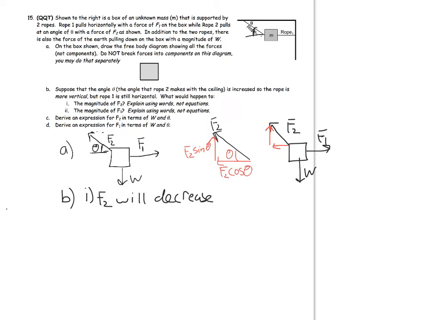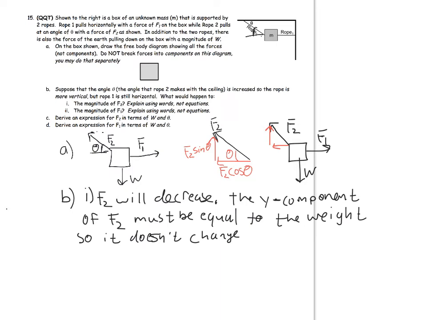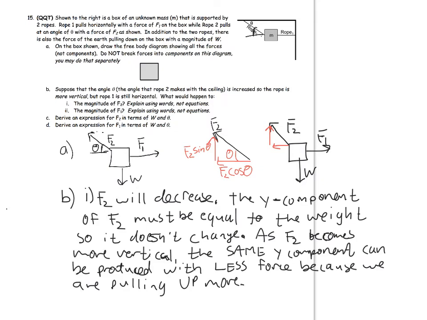So I'm going to start by saying that F2 will decrease, and then I'm going to make the point that the y component of F2 must be equal to the weight. And the key there is that means that y component doesn't change. So as F2 becomes more vertical, we can say that we can produce the same y component with less force because we're pulling up more rather than to the left. So there we have our rationale for part 1 of B.